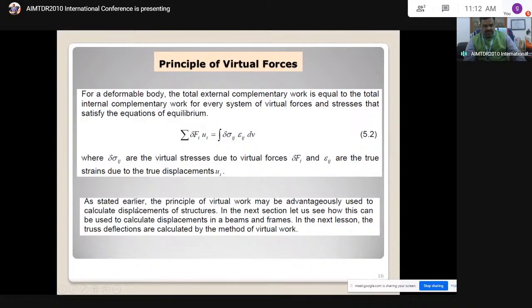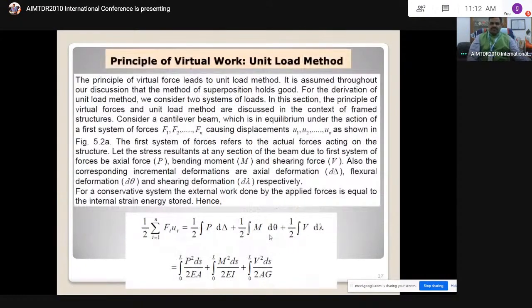As I stated earlier, the principle of virtual work is advantageously used to calculate displacements of structures. Later, we will see how to calculate the displacement in beams and frames using the virtual work concepts. Now let us see the work done. What I said is that it is force into displacement. If it is a triangle, half base into height.